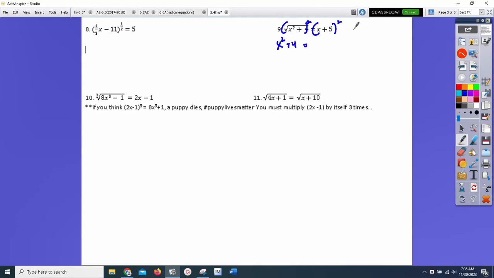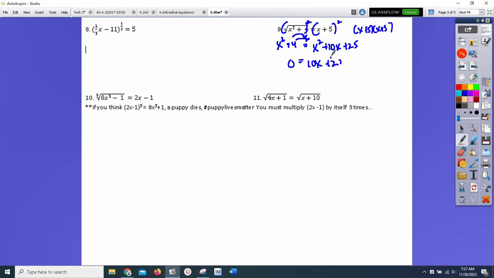Here you've got to do x plus 5 times x plus 5, which I'm going to do off to the side. And if you FOIL that, you get x squared plus 10x plus 25. Now, we're going to shift everything right. The x squareds are going to cancel. We'll have a 10x and plus 21.